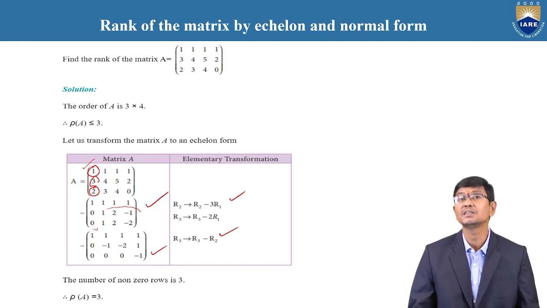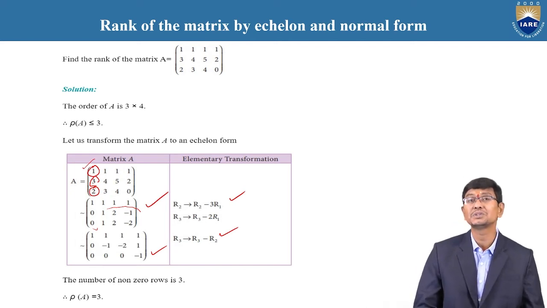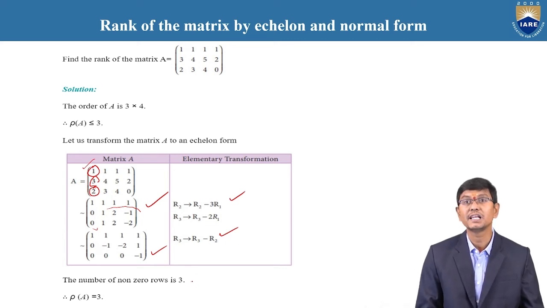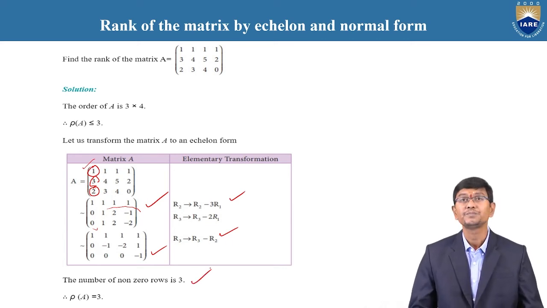Therefore, the number of non-zero rows in this echelon form of a matrix is equal to the rank of the matrix. Here, the number of non-zero rows is 3. Therefore, the rank of the matrix is clearly 3 only.